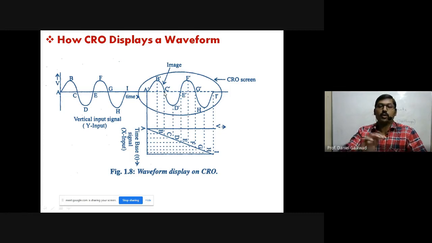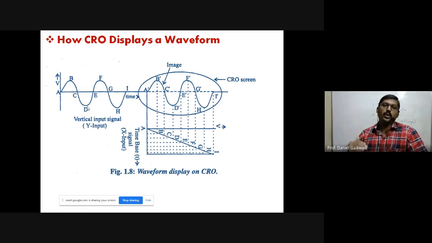Now the voltage reverses. From C to D, the voltage will be negative. So negative voltage is given to the plates, and the beam will be deflected to the other side. Suppose vertical upward direction is positive and downward direction is negative.